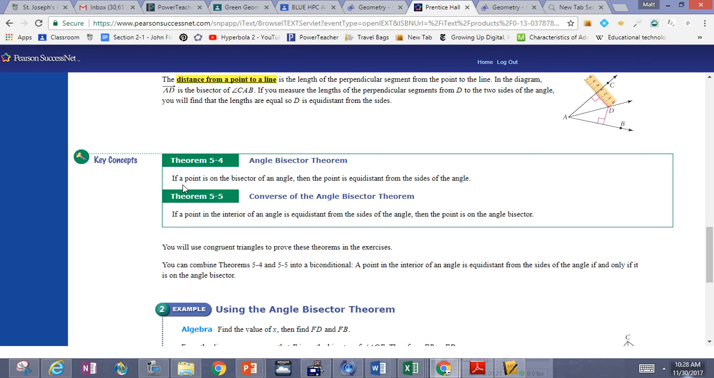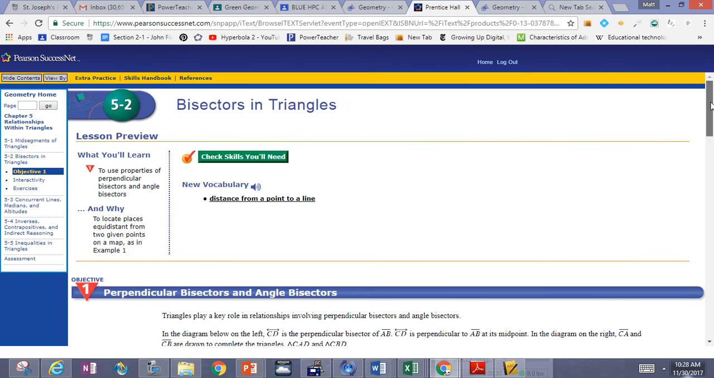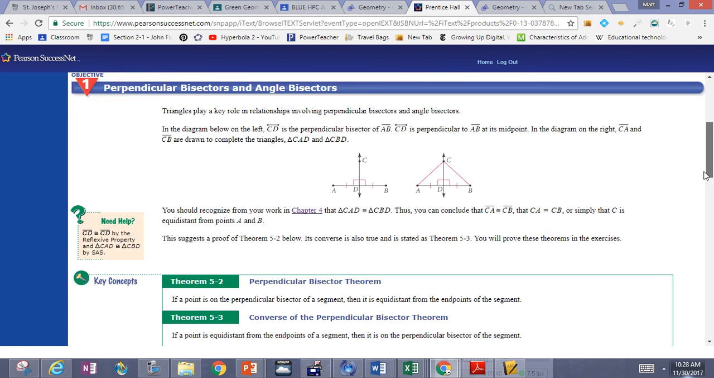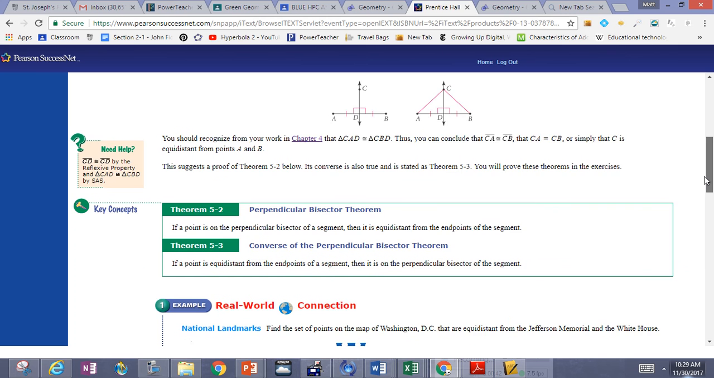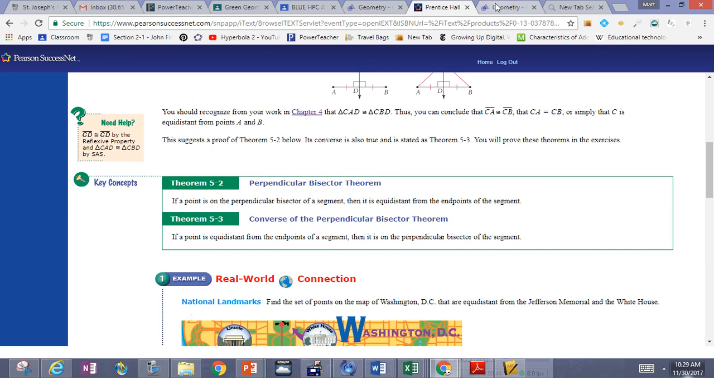So let's remember that. We're going to explore this via GeoGebra. Again, if a point is on the bisector of an angle, then the point is equidistant from the sides of the angle. And theorem 5-5 is the converse of that, much the same as the pairs we saw in the previous 5-2 and 5-3. So let's explore this again with GeoGebra.